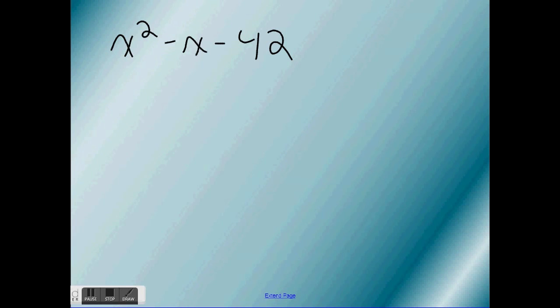So how do we do that? Whenever you're factoring, at least an example like this, where there's no number in front of the x, the best way to do this is to start off by writing out what it's going to look like in the end. So in the end, it's going to look like this: (x, some number)(x, another number). We don't know what those two numbers are yet. That's what we're trying to find.